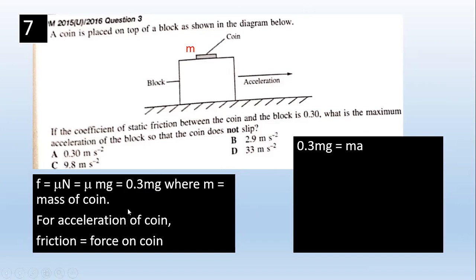So your frictional force, which is this value, equals that force, which you can obtain from ma, mass times acceleration. m and m can cancel off. Then your a is 0.3 times 9.81. The answer is B.